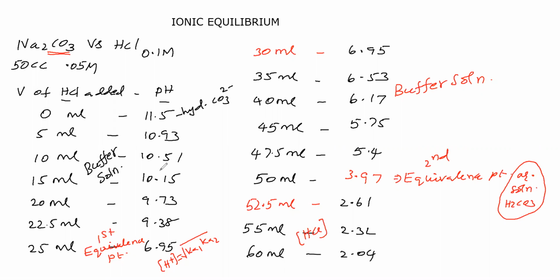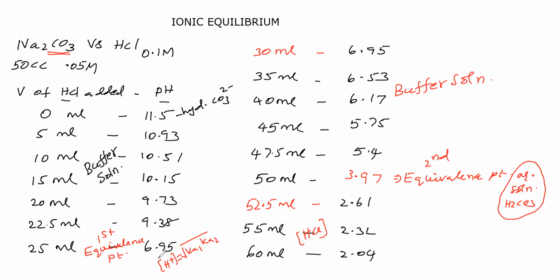So in the first place, we considered carbonate hydrolysis. In this place, we have considered a buffer solution. In this place, we have considered concentration of H plus equal to the square root of Ka1 and Ka2. Here, buffer solution. Here, aqueous solution of carbonic acid, that means weak acid solution. Here, HCl concentration.